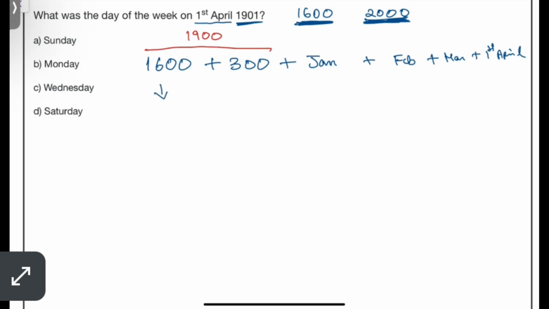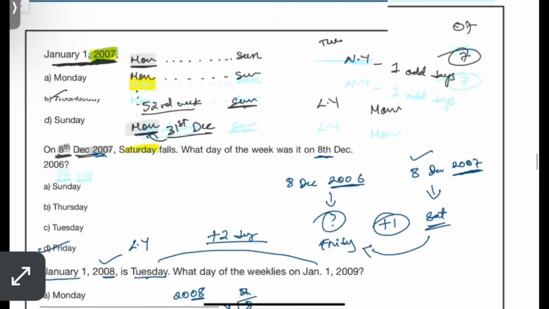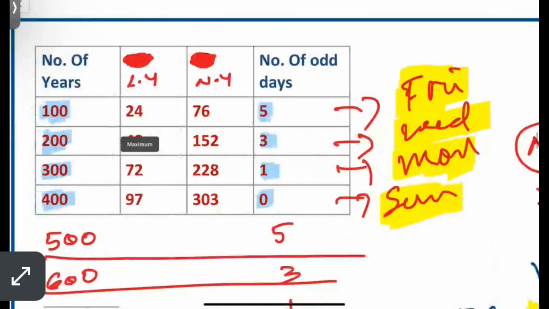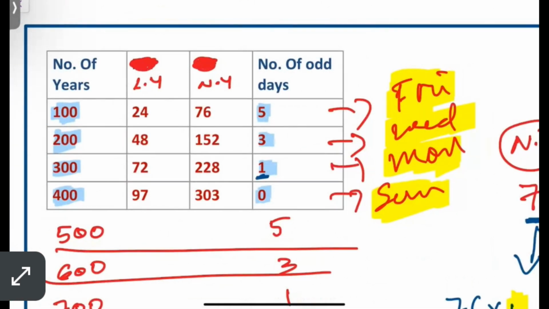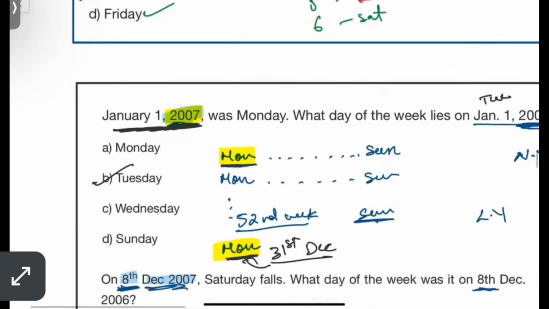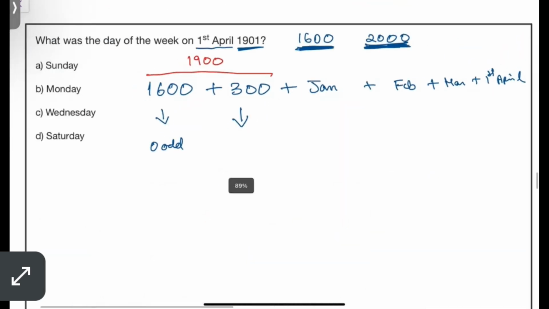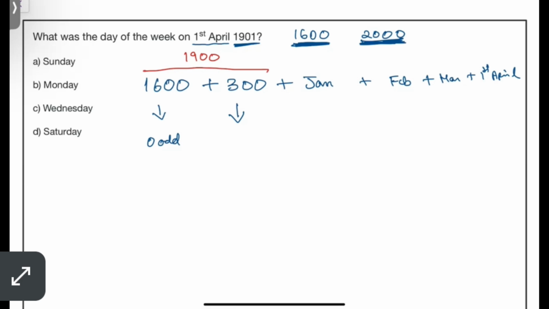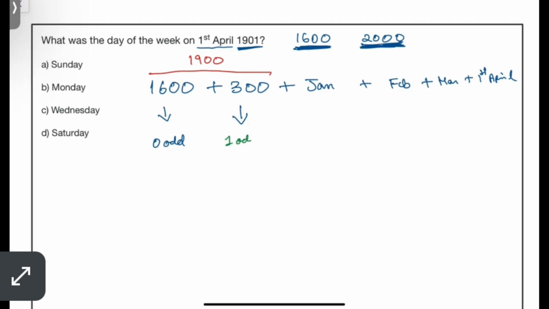1600 has how many odd days? 0 odd days. What about 300? I've given you a table here. 300 will have 1 odd day. You need to remember this one, okay? If we are going by the traditional approach, 100 years will have 5, 200 years will have 3, 300 years will have 1, and 400 years will have 0. So in this case we are talking about 300 years, so we have 1 odd day.